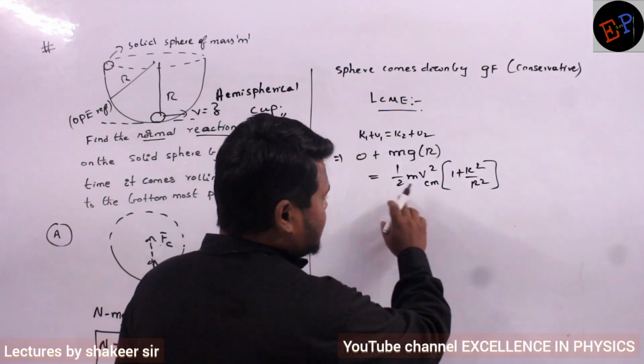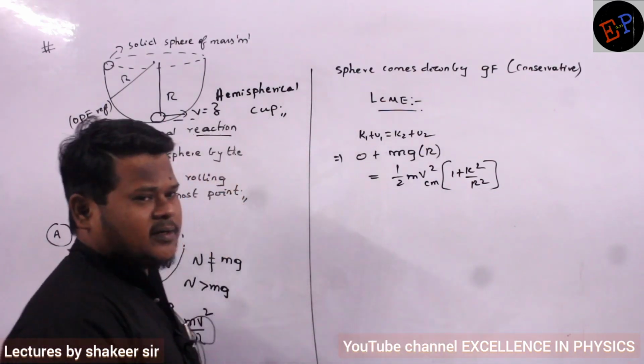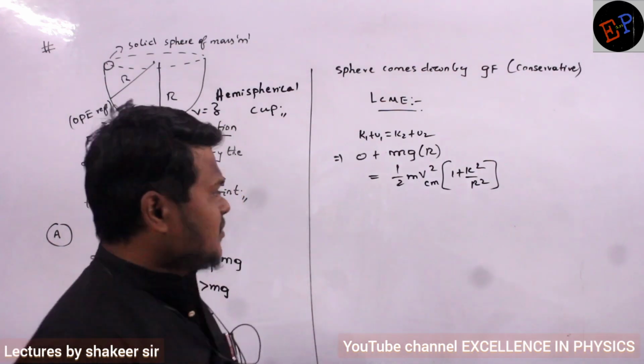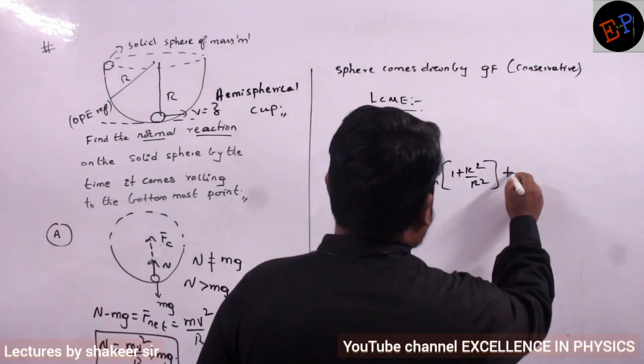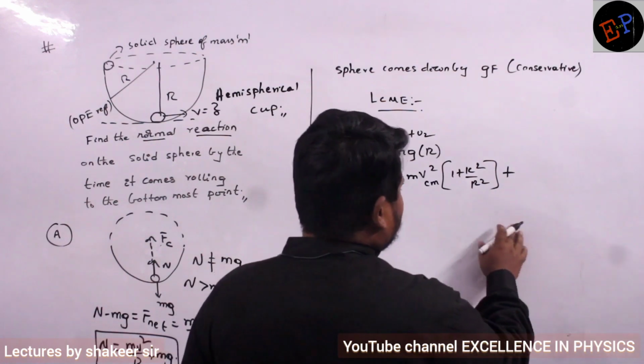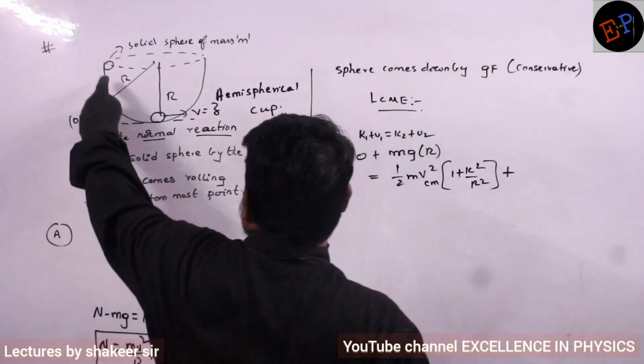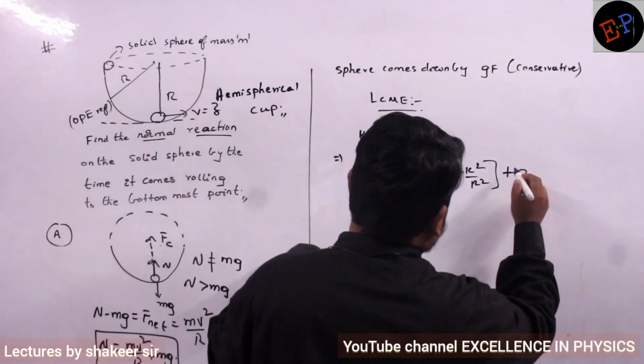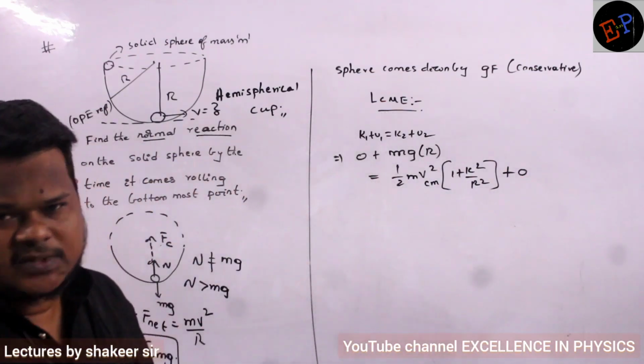This is what we derived yesterday. This is the total kinetic energy, which is the sum of translational as well as rotational. Clear, no? Plus final potential energy. Now the body has reached the zero potential energy reference, no? So final potential energy will be 0. Are you able to understand?